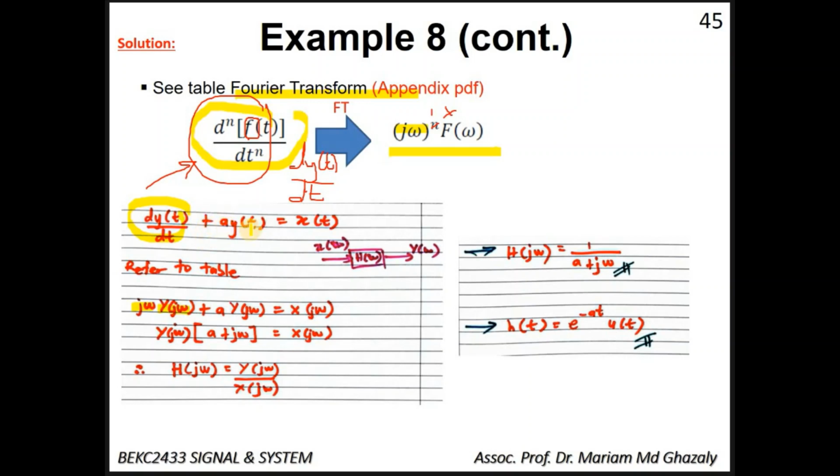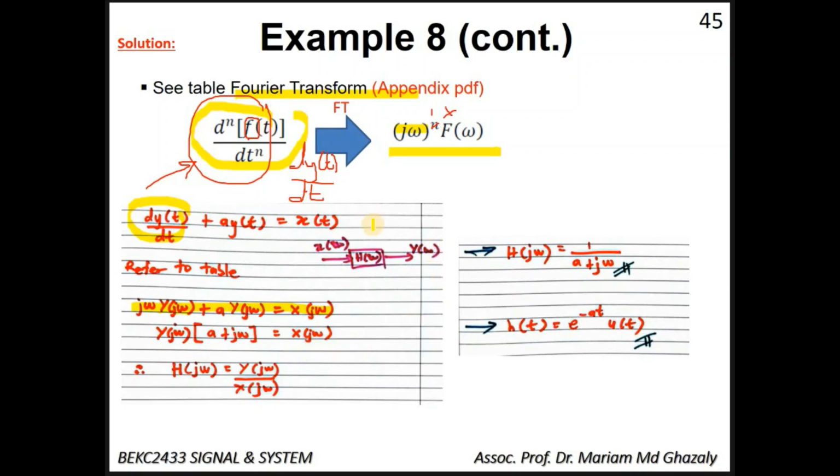Next is plus a y(t), which you just write in terms of the Fourier transform: a Y(jω), equivalent to X(jω). In this example you just need to use the Fourier transform pair for the differential term dy(t)/dt. Rearranging the terms, you get Y(jω) times (a plus jω) equal to X(jω).